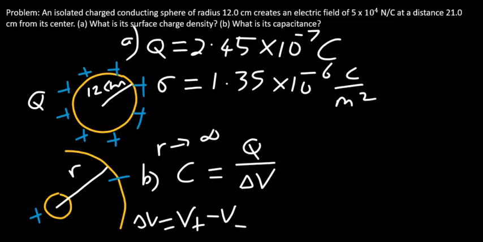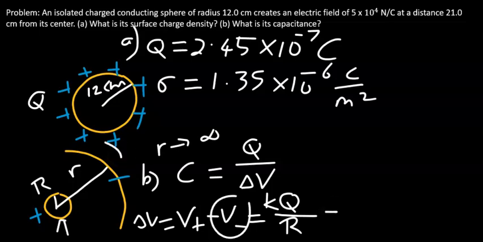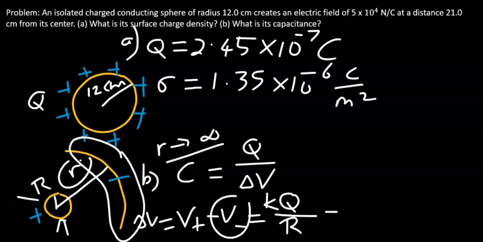Now V plus is the potential on the surface of the sphere. It is just the charge on the sphere times K over the radius of that sphere. Let's call it capital R. And V minus is the potential there, which is at an infinite distance from that sphere.